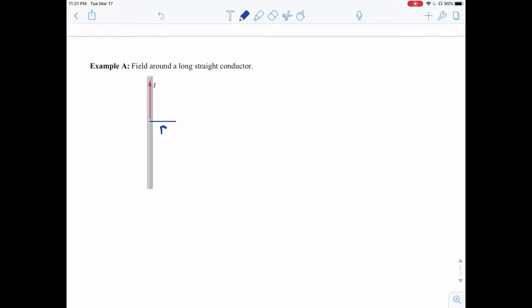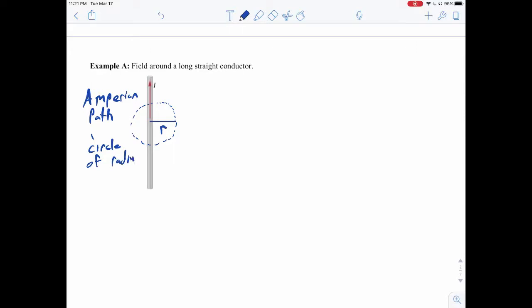So what we're going to do is draw a path that's going to be a distance of r away, and it's going to have symmetry about the wire. Obviously, in this case, that's a circle. So we're going to draw this circle here. This circle is called our Amperian path. And this path here is a circle of radius r.